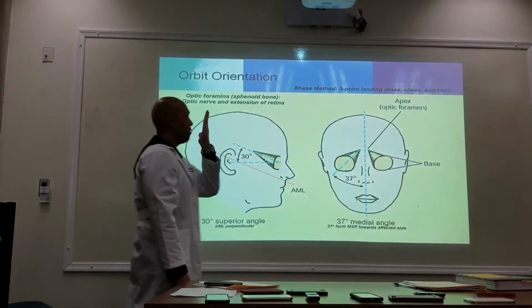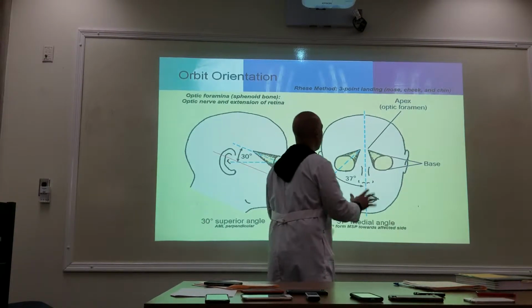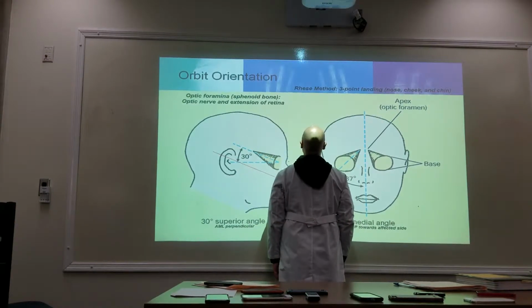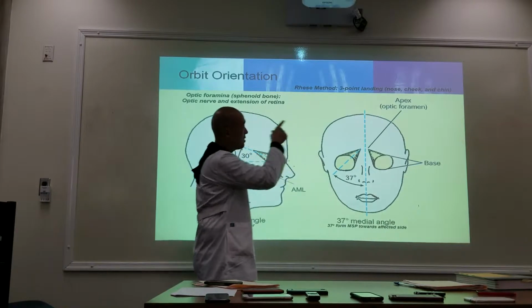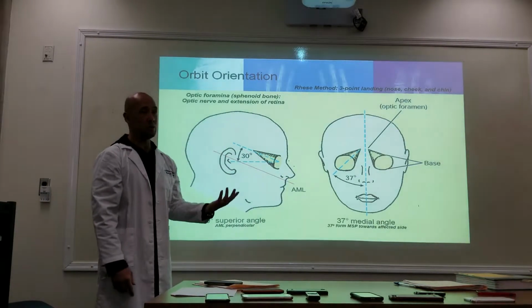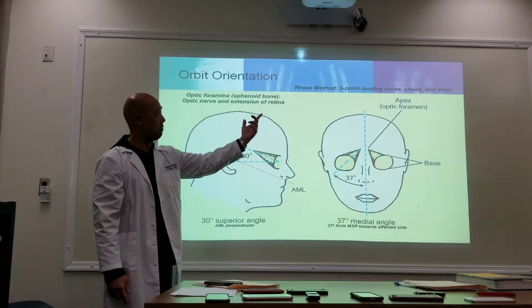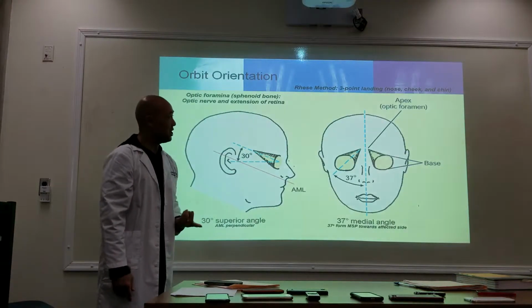3-point landing, your nose. Because here's your image receptor. You're going to be like this and like this. So those three areas of your face are going to be on the image receptor, or on the table, or on the wall bucky, and it's going to be your nose, your cheek, and your chin.